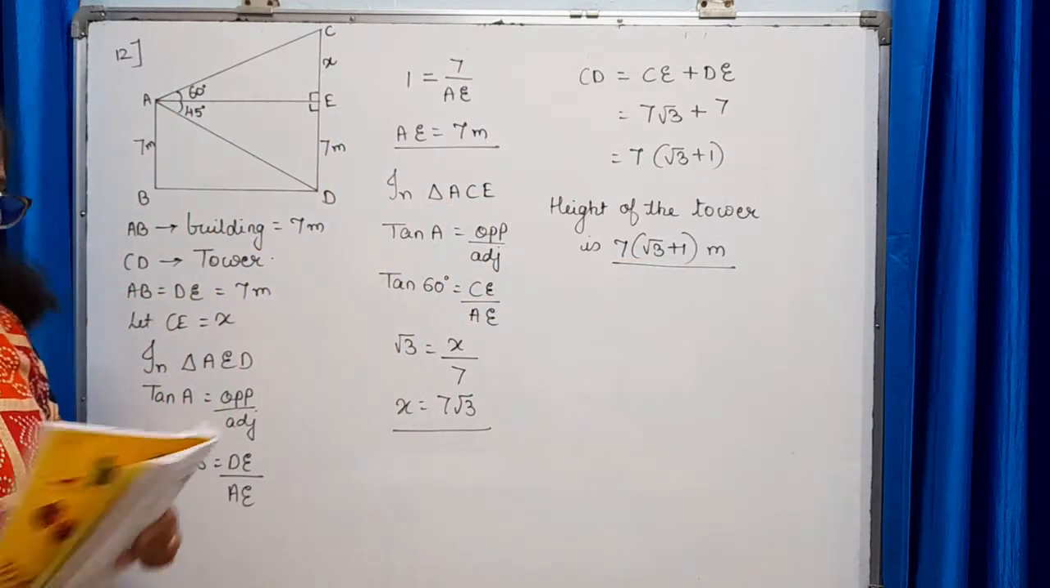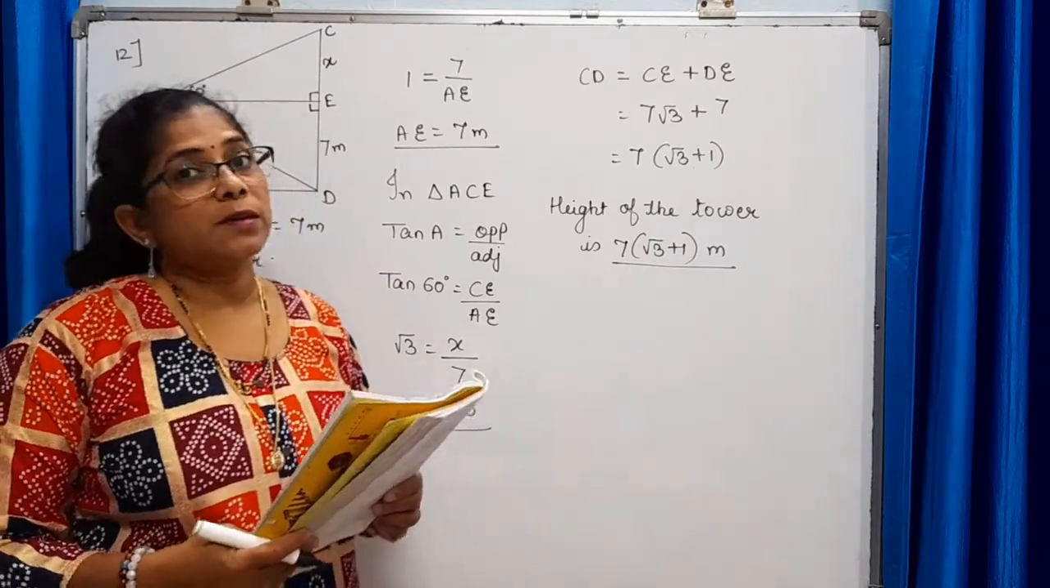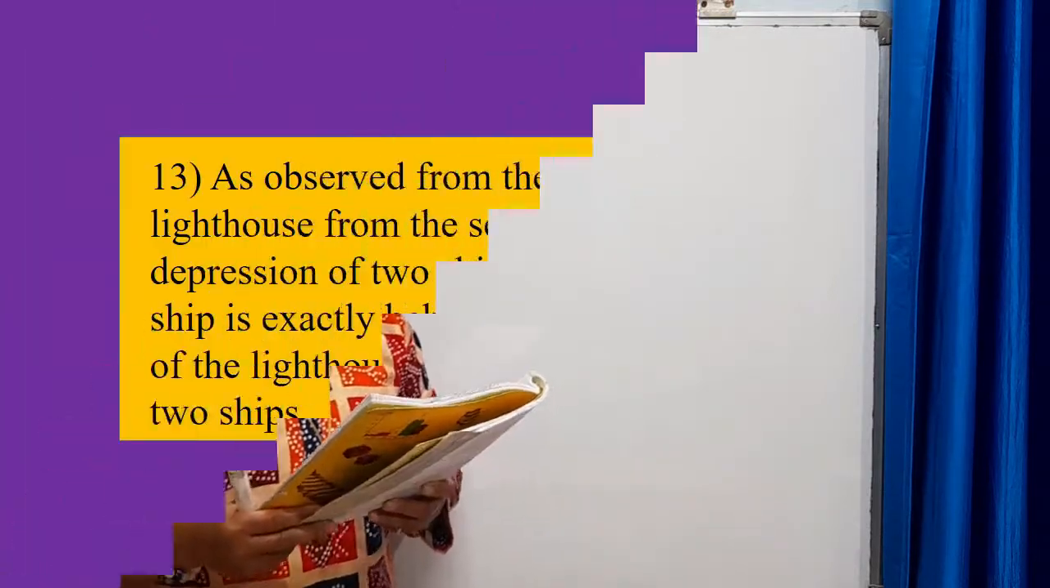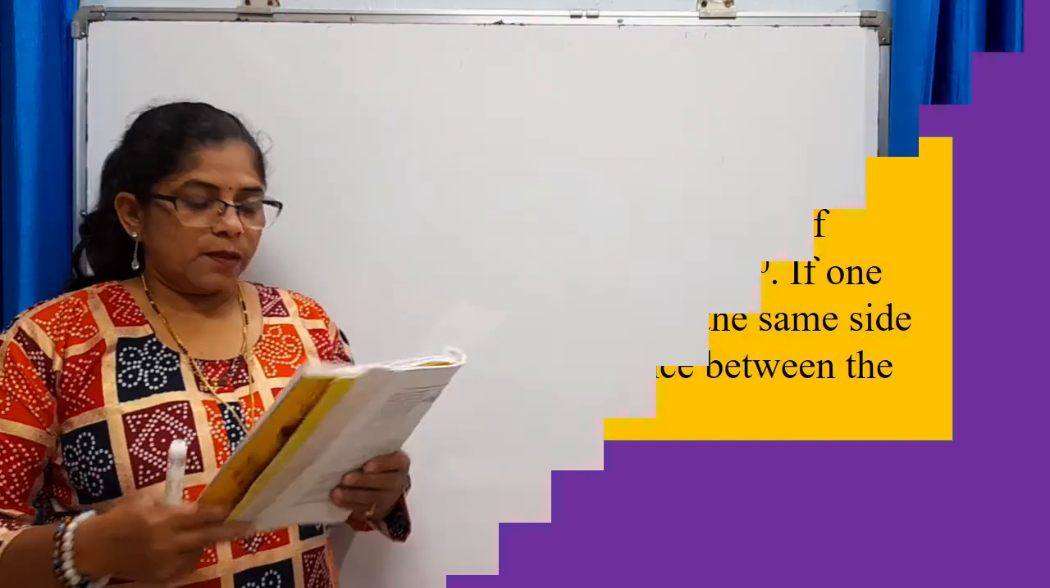So here we complete one more simple problem, that is problem number 12. Now let's move to problem number 13. As observed from the top of a 75 meters high lighthouse from the sea level, the angles of depression of two ships are 30 degrees and 45 degrees. If one ship is exactly behind the other on the same side of the lighthouse, find the distance between the two ships. Now first let us draw the required figure for this problem.